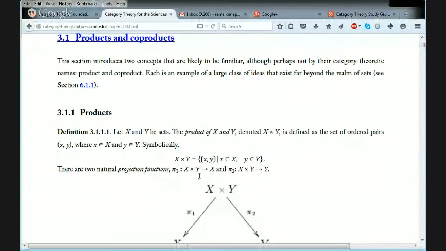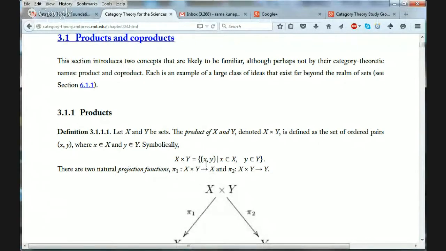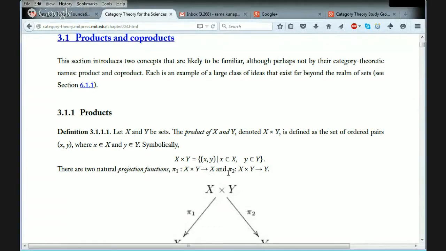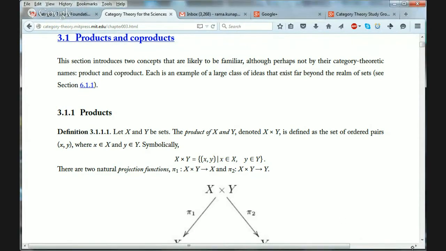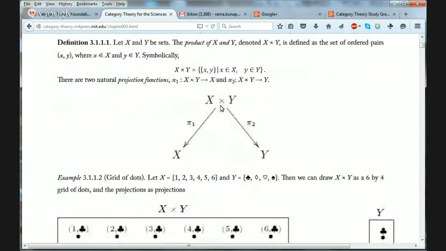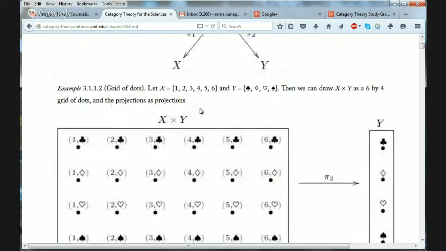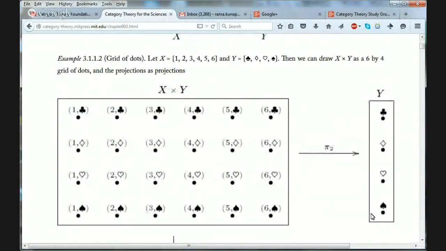And this has two projections. One is called phi1, which takes X cross Y, that means the pair (x, y), and projects to x, and phi2, which takes X cross Y and projects to y. If you take coordinate geometry, it's like projecting a coordinate onto the x-axis and onto the y-axis. So the diagram looks like this: X and Y project out of X cross Y, and there's a very simple example here. There is a set consisting of numbers up to 6, and there are shapes here, and the cross product is nothing but pairing these two things together, all the combinations of pairs.